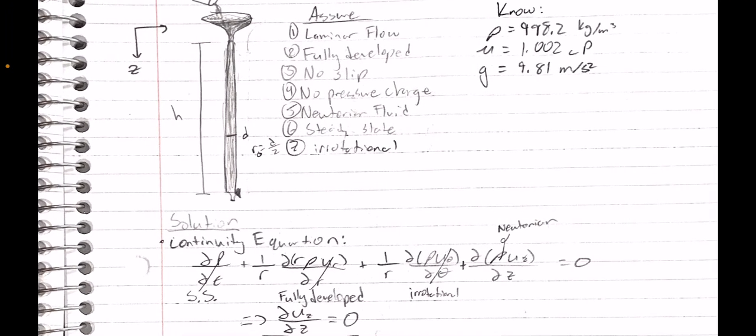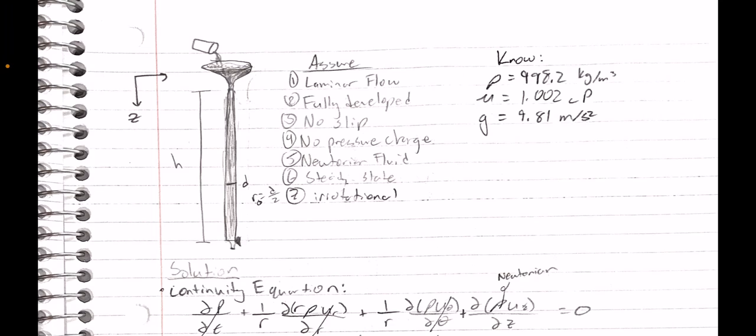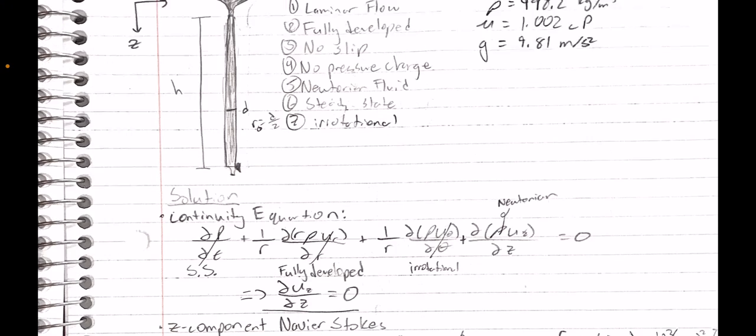My last 2 problems are solving Navier-Stokes. This first one is just analytical, and I have water going through a tube at constant flow, so it's fully developed, it's laminar, there's no slip, no pressure change, water's Newtonian, steady state flow, and it's not rotating. So first you have to solve the continuity equation. You cross out anything with dt because it's steady state, and it's fully developed flow, so there's no change in velocity.